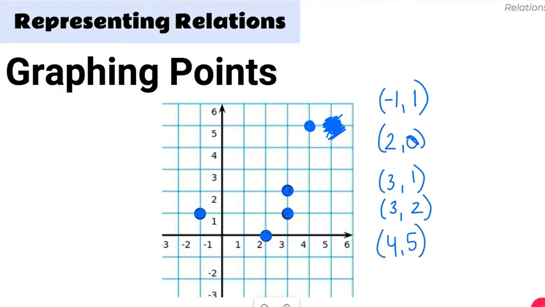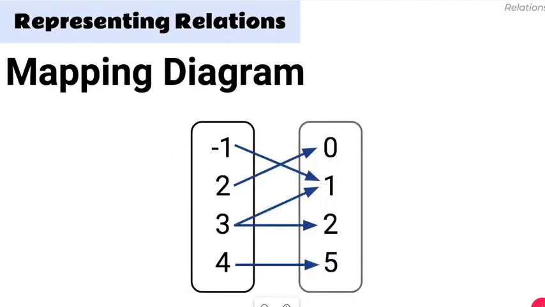The last representation I want you to see is a mapping diagram. This may be something you haven't seen before, but basically it's a diagram showing the domain and the range.